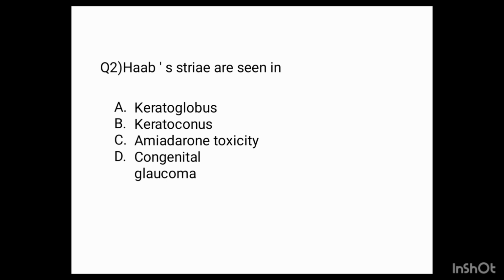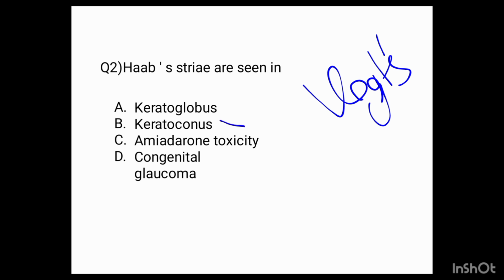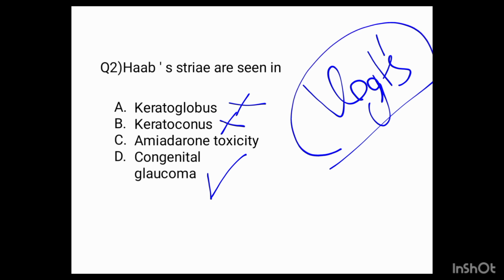So at first, Haab striae. Just now we discussed about Vogt striae. That is different from Haab striae. Vogt striae are the vertical lines you have seen in the cornea, unlike Haab striae, which are the horizontal lines. It is not seen in case of keratoconus or keratoglobus. So Haab striae are seen in case of congenital glaucoma. These are the horizontal lines present in the cornea in congenital glaucoma, whereas Vogt striae are the vertical lines present in the cornea in case of keratoconus. Please don't confuse between these two.